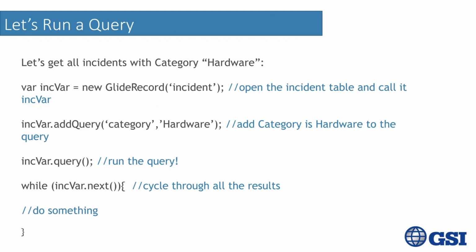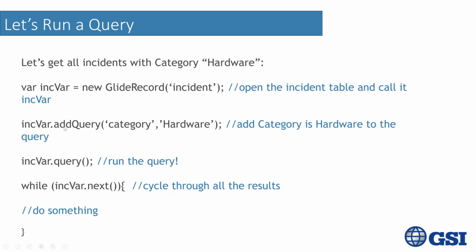Let's actually run a query in our script. So we've got our first statements, right? var inc var equals new GlideRecord incident, right? Open the incident table, call it inc var. And then we inc var .addQuery. So we're going to add a query to this where category is hardware, right? Category is hardware, add it to the query.